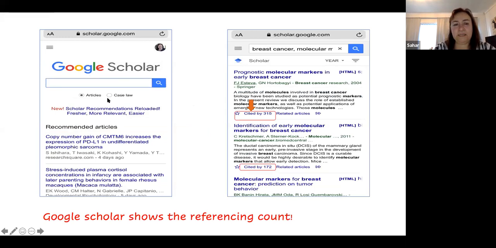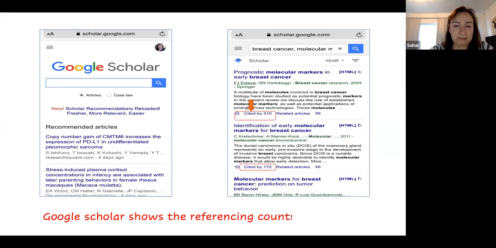And Google Scholar gives something extra compared to the other search engines. You can see how many times an article has been cited. So here, for example, that's prognostic molecular markers in breast cancer, and you can assume I listed the same keywords. You can see that this paper is cited by 315. Another one here is cited by 172. So that means this paper, you need to read it if you are going to write a paper on molecular markers in breast cancer.